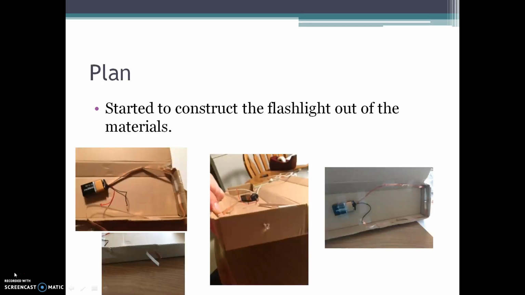Plan. Plan is the third step in the engineering design process. I used my diagram in the last slide to construct my very own flashlight. I added a switch and some other improvements, like many of my other students would in class.